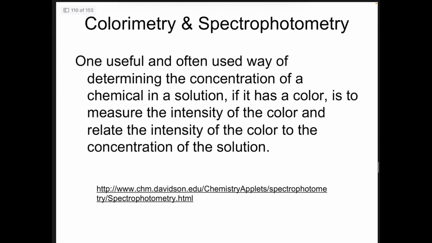Next, we have colorimetry and spectrophotometry. One useful and often used way of determining the concentration of a chemical in a solution, if it has a color, is to measure the intensity of the color and relate the intensity of the color to the concentration. So the color of a sample can be correlated with the concentration of a certain chemical. That is being used in water sampling.